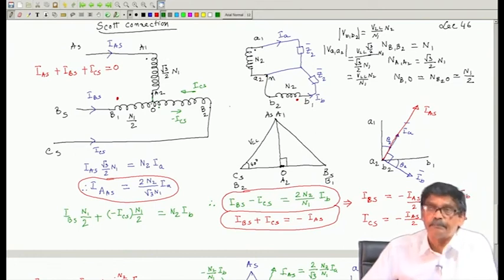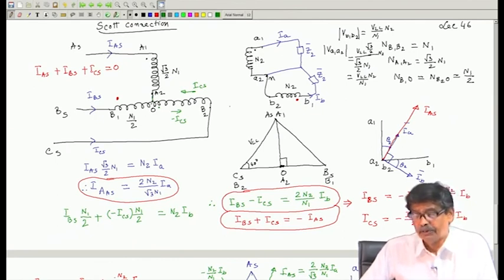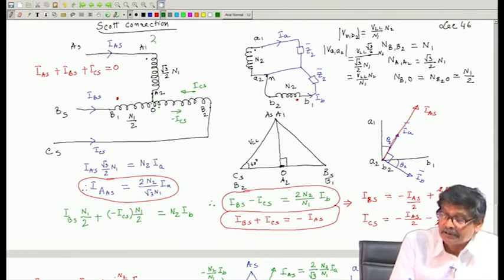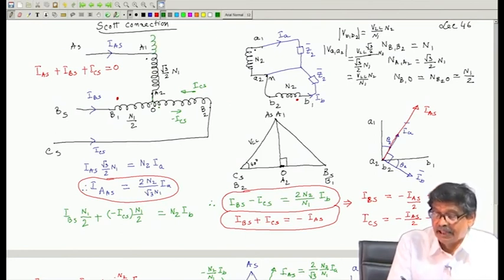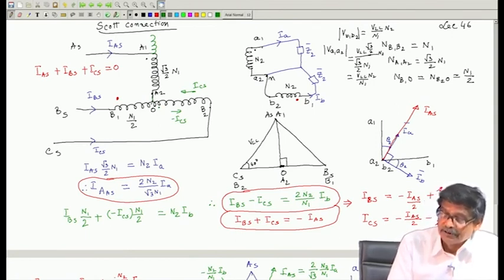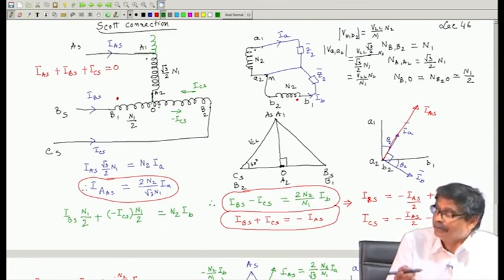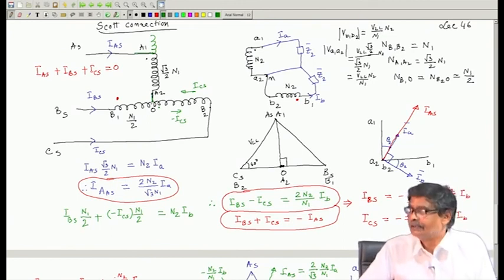Secondary turns are same. So, what actually people do is this, they say take two identical transformers having same turns, this is also N1, this is also N1, one primary should have a center tap, another primary should have a tapping at root 3 by 2 percent, that is 87% or so.